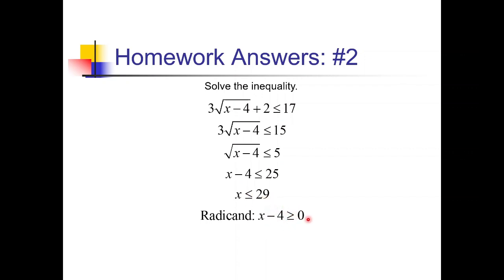I just have to add 4 to the other side, and we find that x has to be greater than or equal to 4. Because if it's less than 4, that means I'm going to be square rooting a negative here. So putting this together, bigger than or equal to 4, less than or equal to 29, we can write that as 4 less than or equal to x less than or equal to 29.